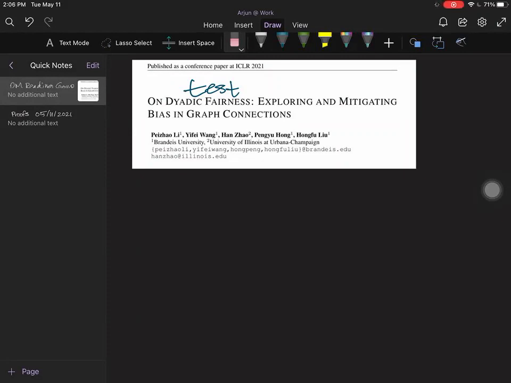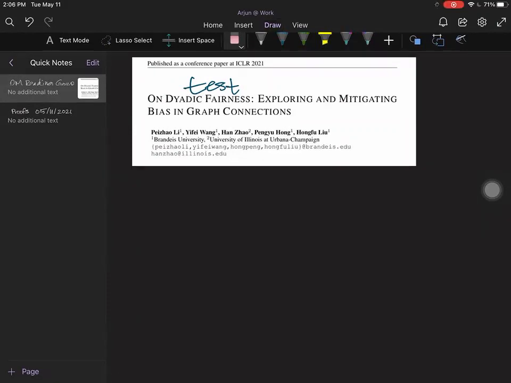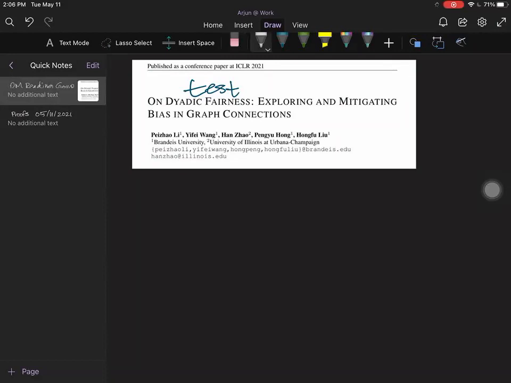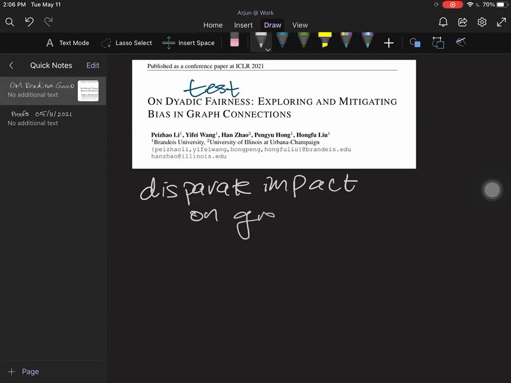So I'll start off by describing the problem that we have. The main theme that we're going to be talking about is disparate impact. I'll get into what exactly that is in a formal definition in a second, but we're going to be looking at disparate impact on graph data.